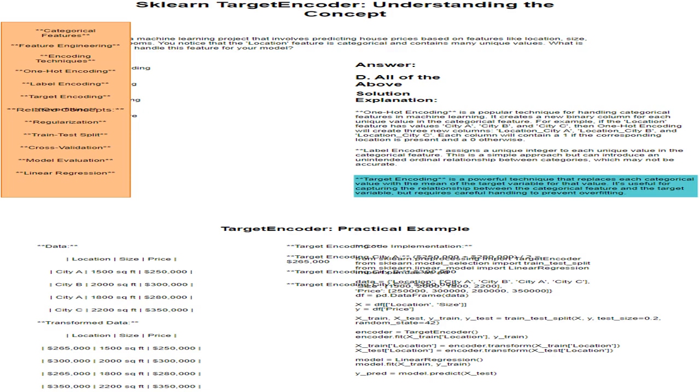In a dataset about house prices, location could be a categorical feature. Target encoding would replace each location with the average house price in that location. This allows the machine learning model to directly learn the relationship between location and price.